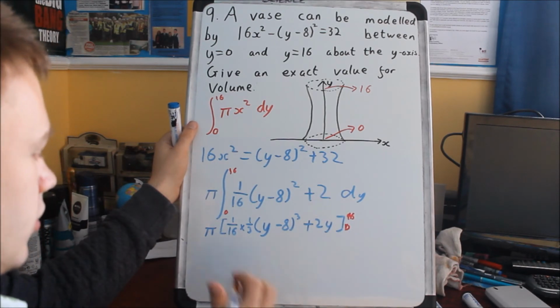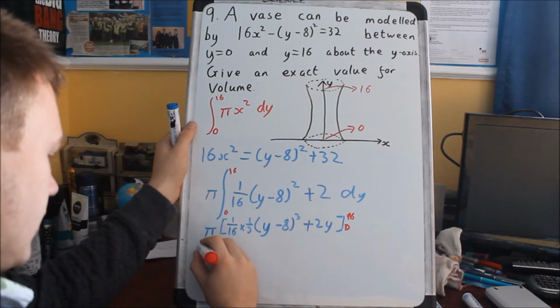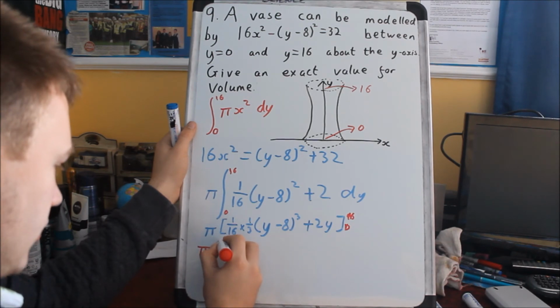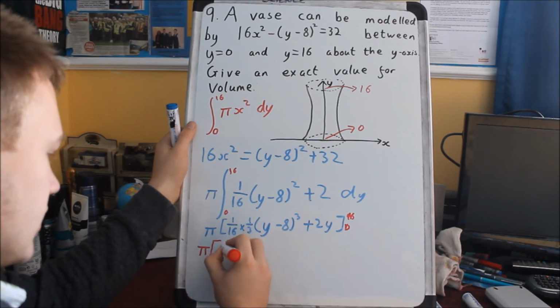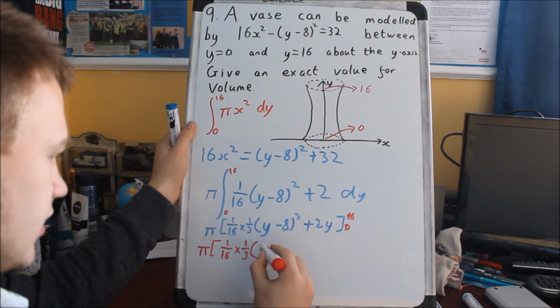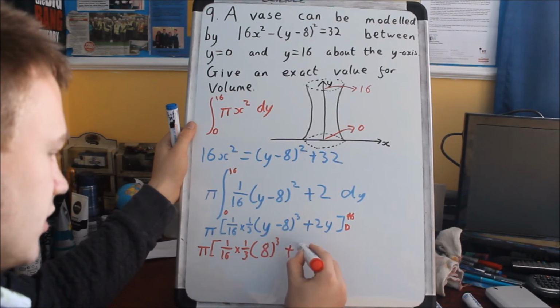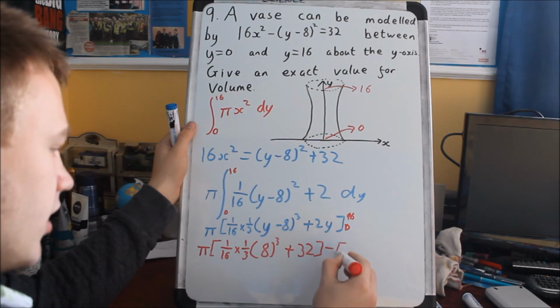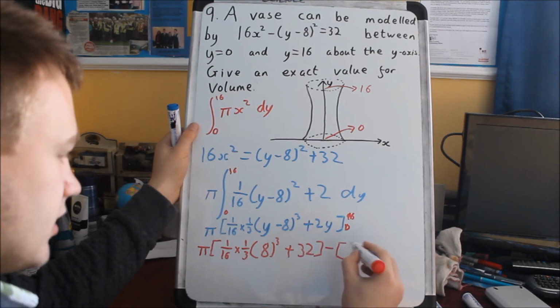So now we do what we did back in AS with our maths. It's just normal integration at this point. We take the pi outside. We've got a 16th times a third of, now y is 16 first. So we've got 16 minus 8, which is 8 cubed, plus 2 times 16, which is 32. That will be our first square bracket. And we minus the same thing, but with it all being 0.